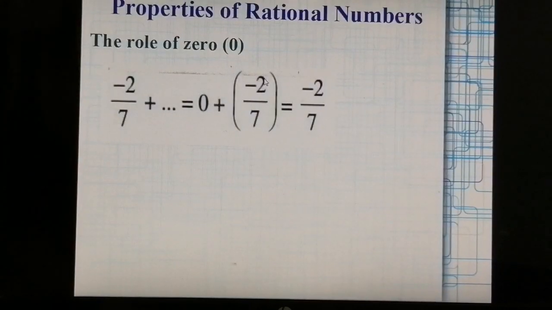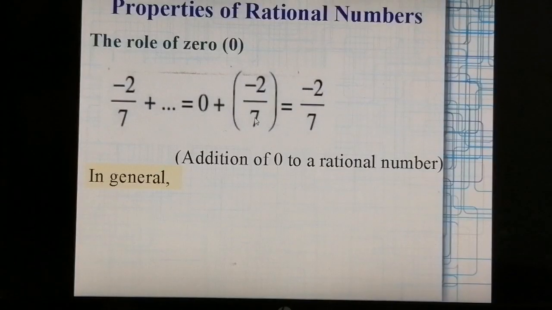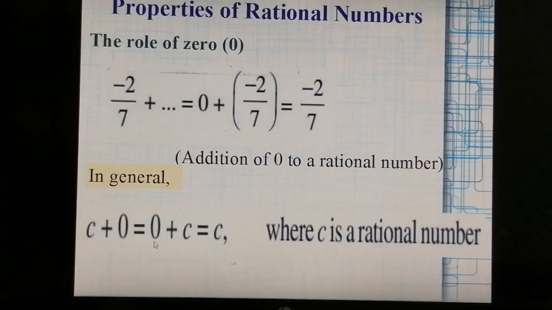Now we are going to see the identity property, and this is given as the role of 0. Now you know that if in this blank space we put 0, means we have a rational number minus 2 over 7 plus 0. 0 is also a rational number, and that is equal to 0 plus the same rational number, means here we have commuted both. And what we get? We get the number back, means 0 has no effect if we add 0 to any rational number. In general, c plus 0 is equal to 0 plus c is equal to c, where c is a rational number.